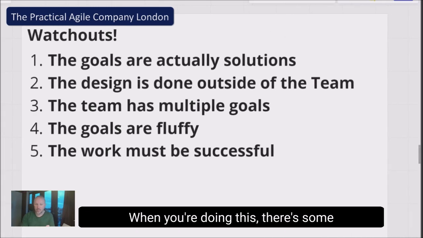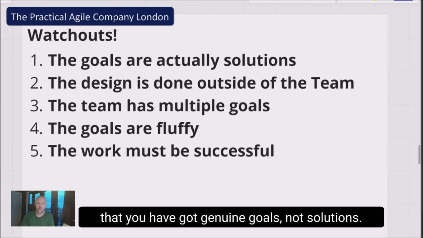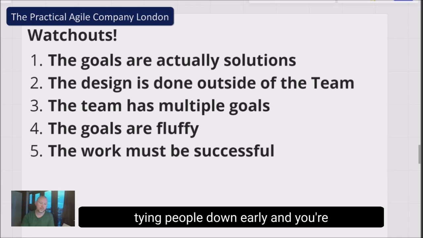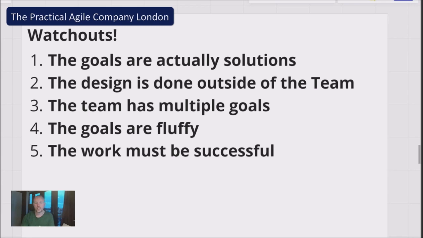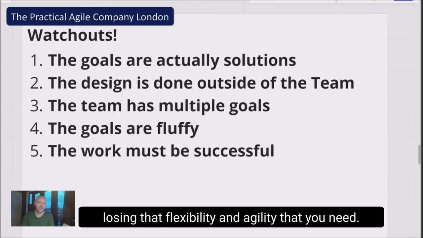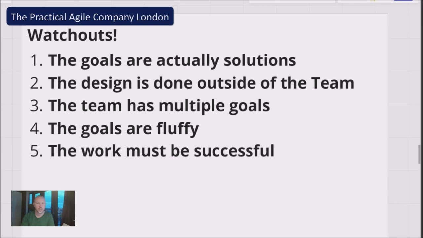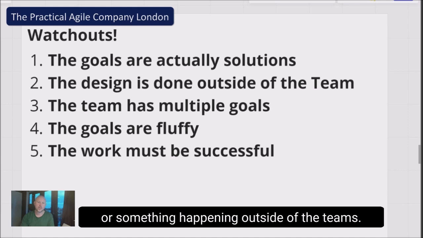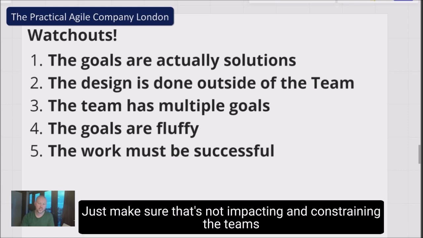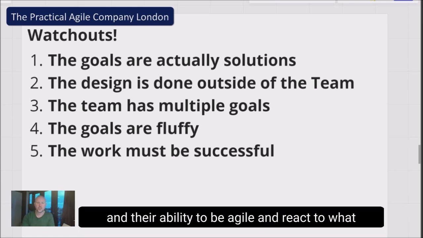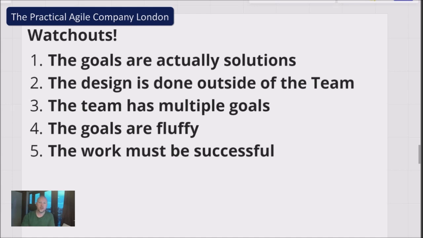When you're doing this, there are some key watch outs. When you build it, just make sure that you have genuine goals, not solutions. As soon as you move to solutions, you're tying people down early, and you're losing the flexibility and agility that you need. This quite often happens if you're designing outside of the team. So if you've got some sort of architecture happening outside of the teams, just make sure that's not constraining the teams and their ability to be agile and react to what they learn and what they see in front of them.